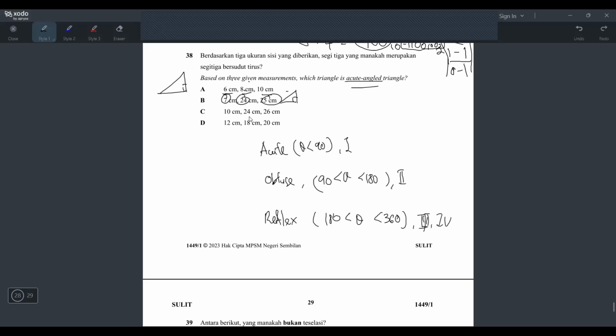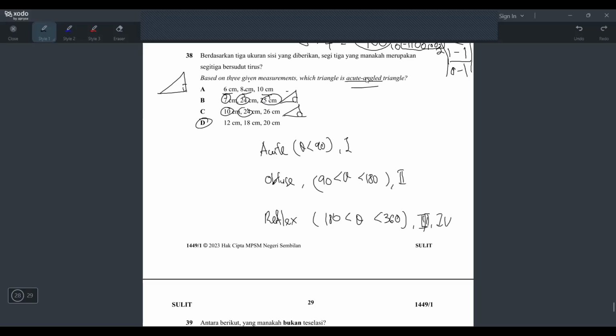What about C? 10. Let's use Pythagoras theorem. 10 square plus 24 square, and then try to square root it. What do they give you? 26, which is also a right angle triangle. So C is also a right angle triangle. What about D? What is 12 square plus 18 square, and then square root the whole thing? Okay, I didn't get 20. I get something else. So by elimination, I think the answer is D, right? Because for A, B and C, I get right angle triangles.